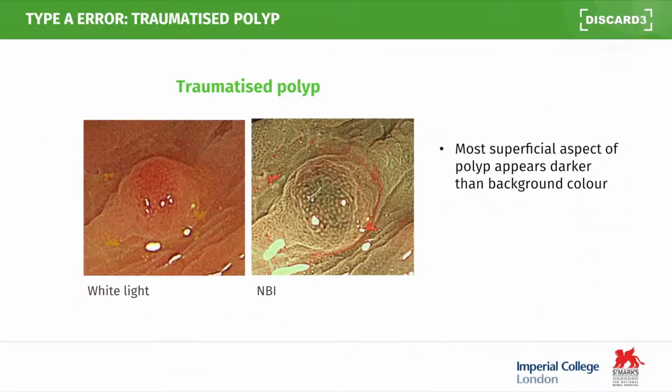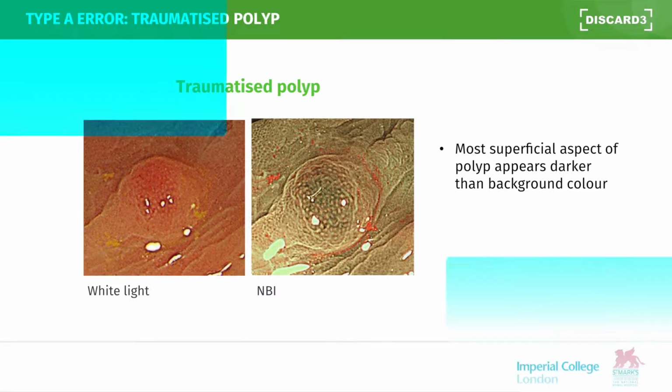Yes, so another reason for type A error is where there is traumatized polyp surface, and that is particularly common in rectal and sigmoid polyps. The trauma occurs because of the propulsive forces in this part of the bowel, which can affect the surface and increase the vascularity of the polyp surface, and therefore under narrowband imaging it can result in a type A error. So it appears darker than the background mucosa, which would fulfill the first criteria of NICE for an adenoma, even though it's a serrated lesion.